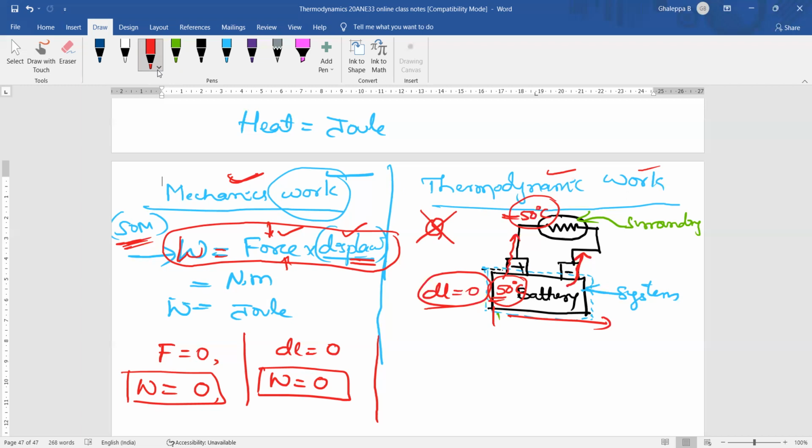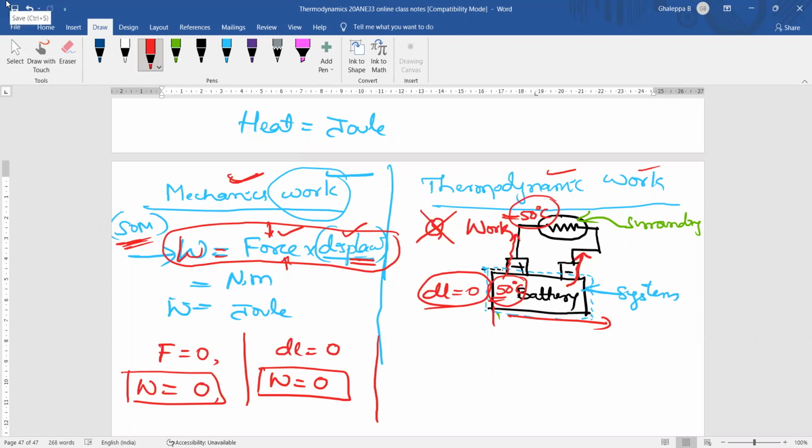Heat comes only if there is a temperature difference; otherwise it does not. So when the temperature is the same, there is no heat. And if there is no heat, there must be work transfer. Always keep in mind, either there may be heat transfer or work transfer. If the heat transfer is 0, 100% there must be work transfer. If the work transfer is 0, there must be heat transfer. One of them must be there. If both are 0, that is for an isolated system. An isolated system does not exist.